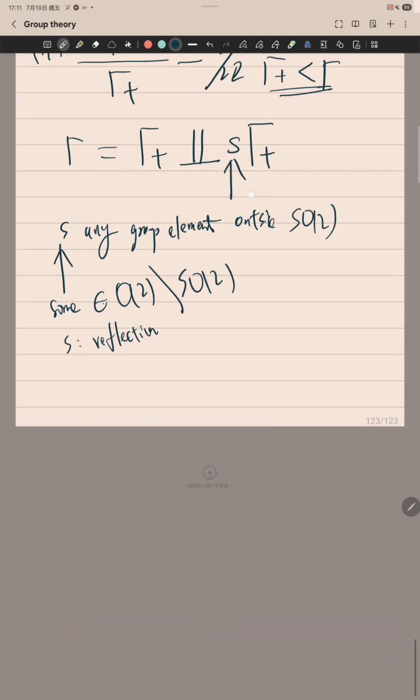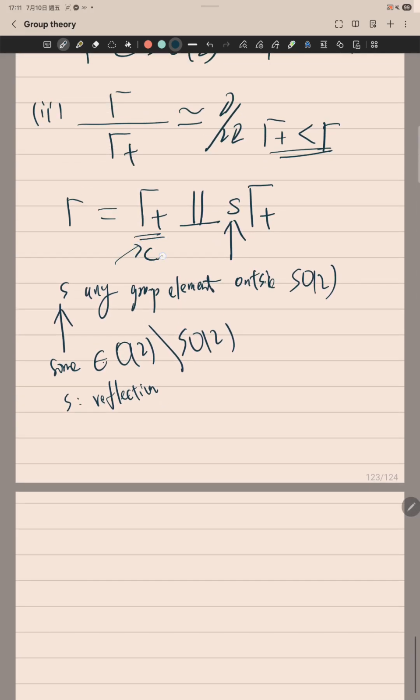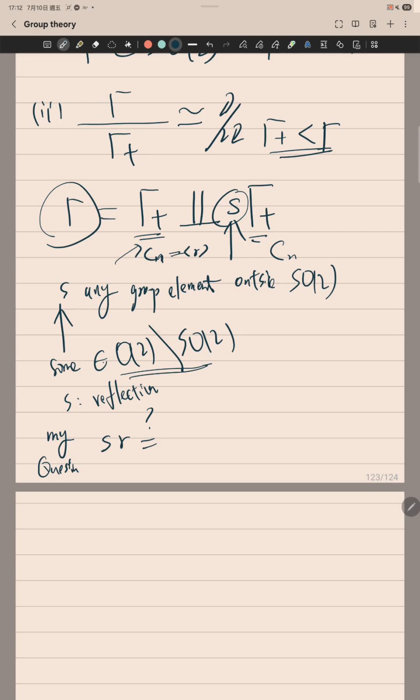Okay. So now this is Cn, right? Isomorphism on Cn, and this is also isomorphism on Cn. So to decide the group, we just need to ask what's the relation between S and this R, the rotation of 2 pi divided by n. So my question is the following: what's SR? Right. So S is some element of O2, some reflection.